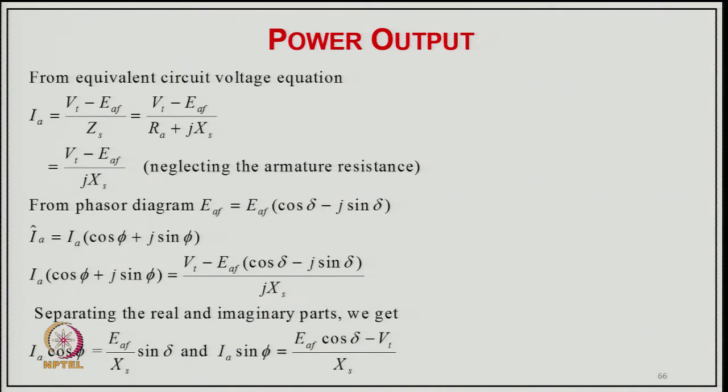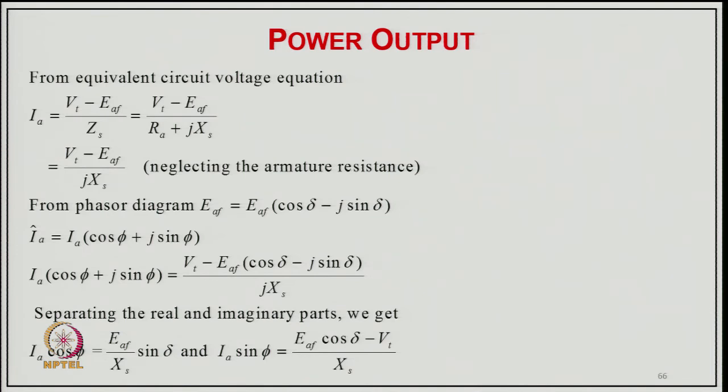So, from the equivalent circuit you can say I_A equals (Vt minus E_F) upon Z, or (Vt minus E_F) upon (R_A plus jX_S), or if you neglect the resistance, then (Vt minus E_F) upon jX_S. From the phasor diagram you can say E_F equals E_F cos delta minus j sin delta, and I_A is I_A cos phi plus j sin phi. So, I_A cos phi plus j sin phi will be (Vt minus E_F cos delta minus j sin delta) upon jX_S, and splitting the real and imaginary parts.